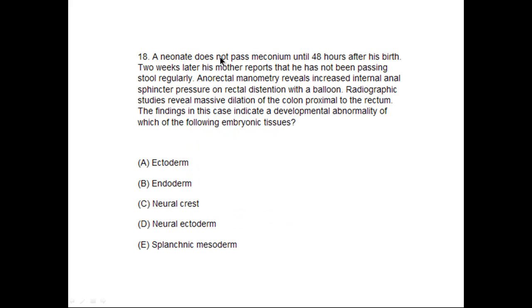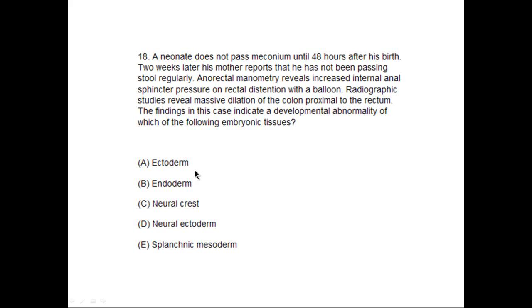A neonate does not pass meconium, that's the first poop, until 48 hours after his birth. Two weeks later, his mother reports that he has not been passing stool. Anorectal manometry reveals increased internal anal sphincter pressure on rectal distension with a balloon. Radiographic studies reveal massive dilation of the colon. This child is gravely constipated. The findings in this case indicate a developmental abnormality of which of the following embryonic tissues?